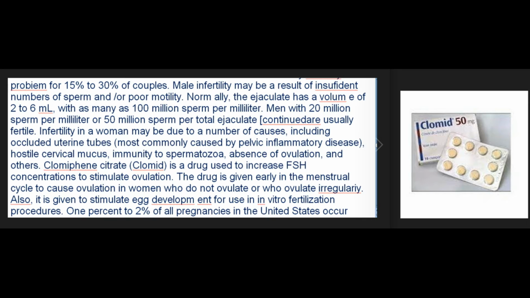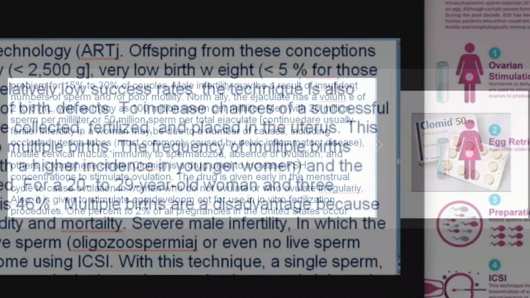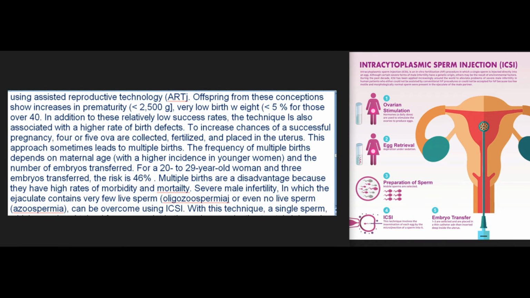Clomiphene citrate, Clomid, is a drug used to increase FSH concentrations to stimulate ovulation. The drug is given early in the menstrual cycle to cause ovulation in women who do not ovulate or who ovulate irregularly. Also, it is given to stimulate egg development for use in vitro fertilization procedures.